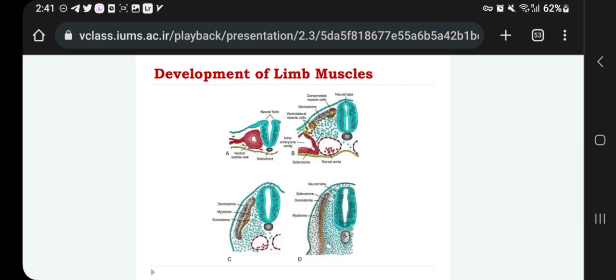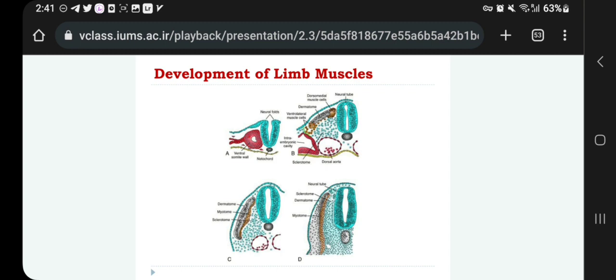What about the muscles? As I told you, the somite has two parts, a ventral part and a dorsal part. The ventral part is known as the sclerotome. The sclerotome makes the vertebra and the ribs, just the bone parts.